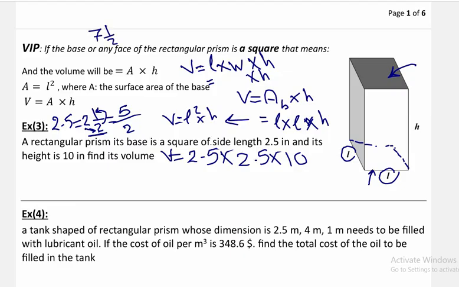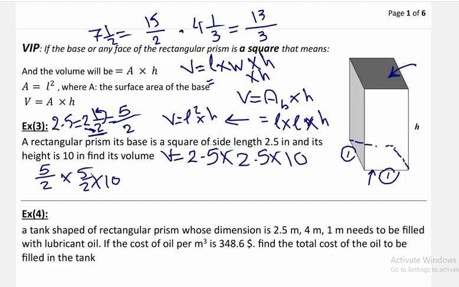7.5 equals how many halves? 7 times 2 is 14. 14 plus 1 is 15 halves. 4 1/3. How many thirds in 4 1/3? 4 times 3 is 12. 12 plus 1 is 13. 13 thirds. And so on. So you can convert 2.5 to 5 over 2 times 5 over 2 times 10.